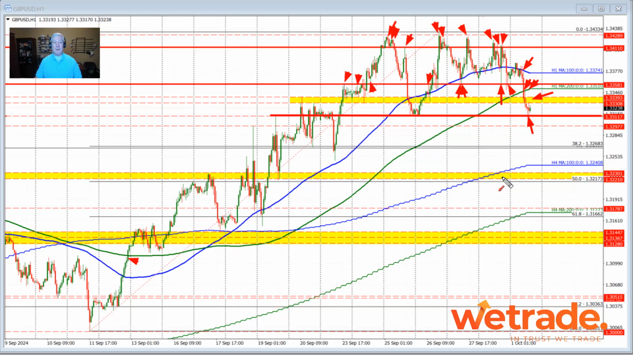But certainly, I'll say that as long as we stay below the 200-hour moving average, bias remains to the downside for the sterling versus US dollar. Move above that level and all bets are off. So watch that 200-hour moving average to see if it keeps the sellers in control. And if so, then we'd eventually see a break below this floor here and move toward the 38.2% retracement of this move to the upside.